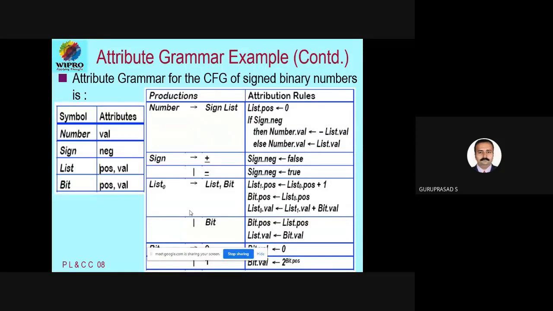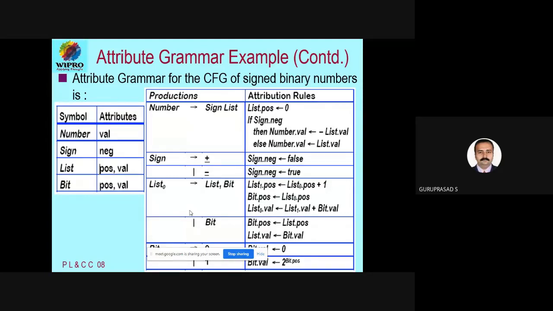Fine. Okay. List 0 dot val, observe now, list 0 dot val means parent's list dot val, is equal to list 1 dot val, that means the child's value, plus bit dot val. If you carefully observe this last semantic rule, the parent's value, that is list 0 dot val, is computed by list 1 dot val plus bit dot val. That means from the child's attribute, the parent's attribute value is computed.